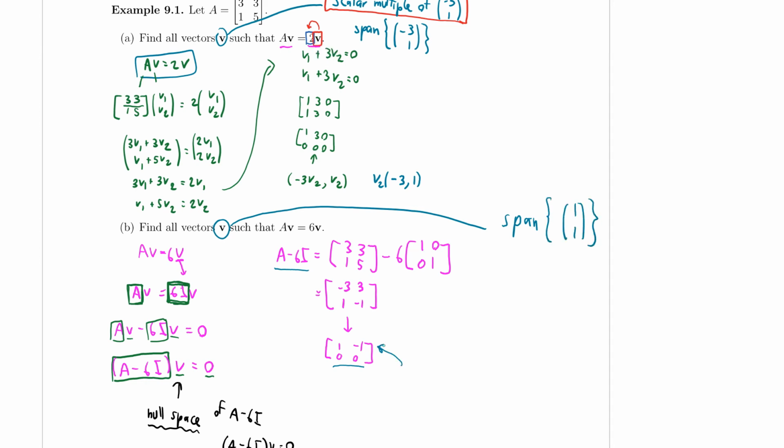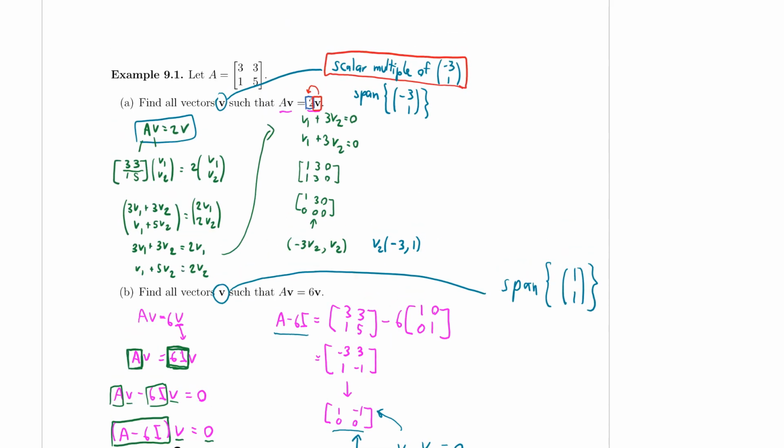Remember again, because this means I need to have my v1 minus v2 equal to 0, or you can see v2 as being a free variable, so my v2 can be anything, but my v1 is going to be the same as v2. Which is kind of what you see here as well. For v1 minus v2 to equal 0, my v1 has to equal v2. So, all the vectors v such that A v equals 6v is going to be the span of 1 and 1.